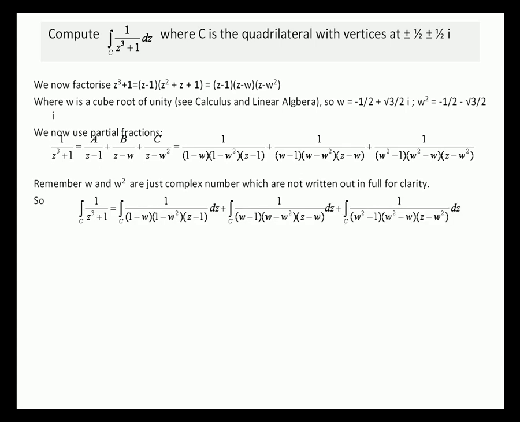So that entire integral can be split up as 3 smaller integrals. Now remember, we're integrating each of these with respect to z. So this w is just a constant number. So the first integral is not analytic when z is equal to 1. The second integral is not analytic when z is equal to w. And the third integral is not analytic when z is equal to w squared.